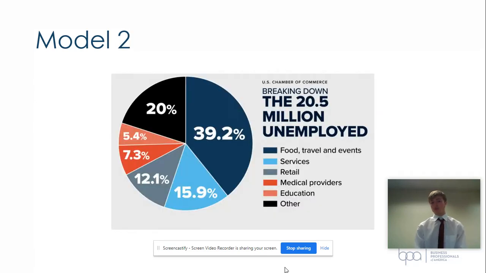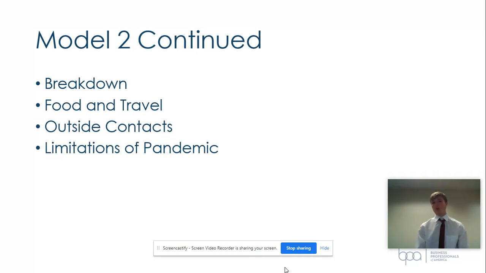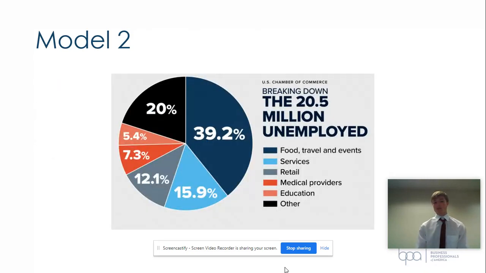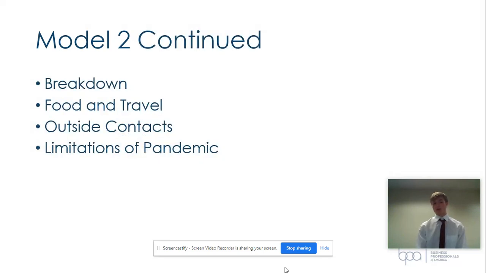This is the second model I found. It's a breakdown of the different industries in the US and how hard they were hit by the pandemic. The most hard hit being the food and travel, which you can see on this at 39.2% of the unemployed were in that industry. I reached out to a couple outside contacts who were in this industry as business owners, and they let me know just how hard it's been for them.